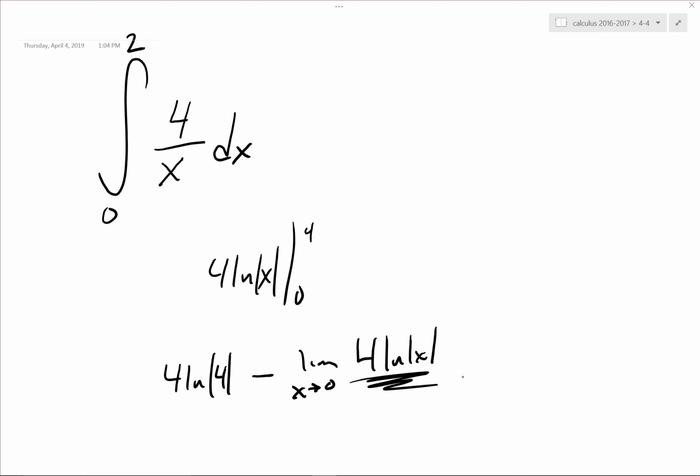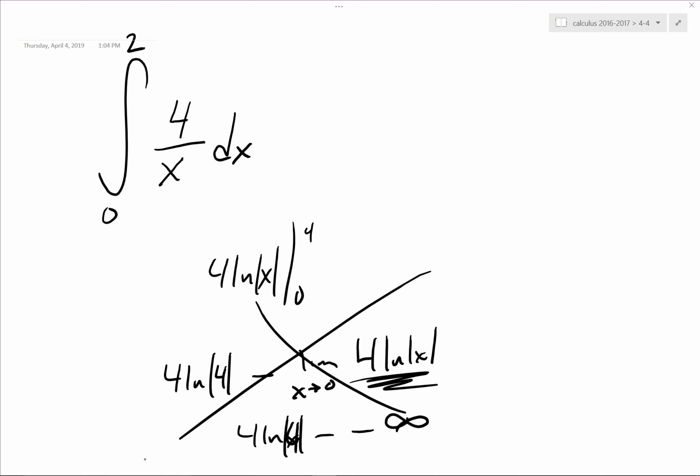It's undefined. No, I didn't say to take it, I said graph it. Graph ln of x, yes? And what happens as you go towards 0? It goes to negative infinity, yes? So what does that say? It's 4 ln 4 minus the negative infinity. The answer is does not converge.